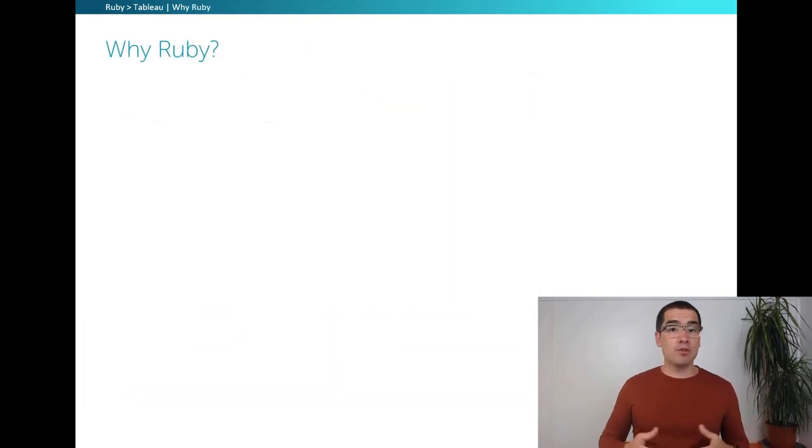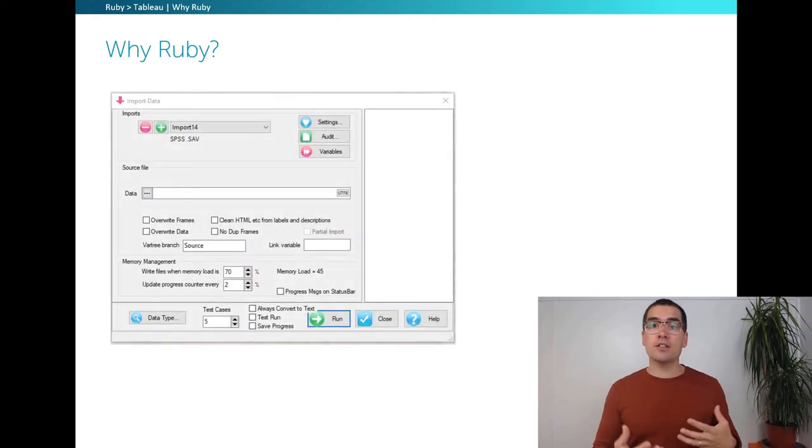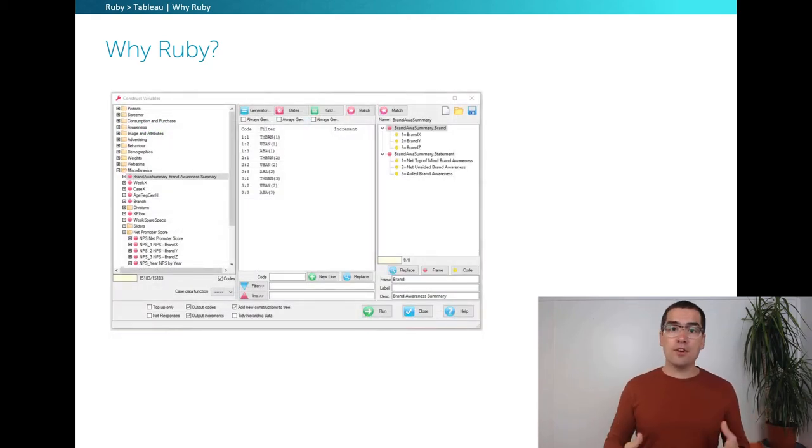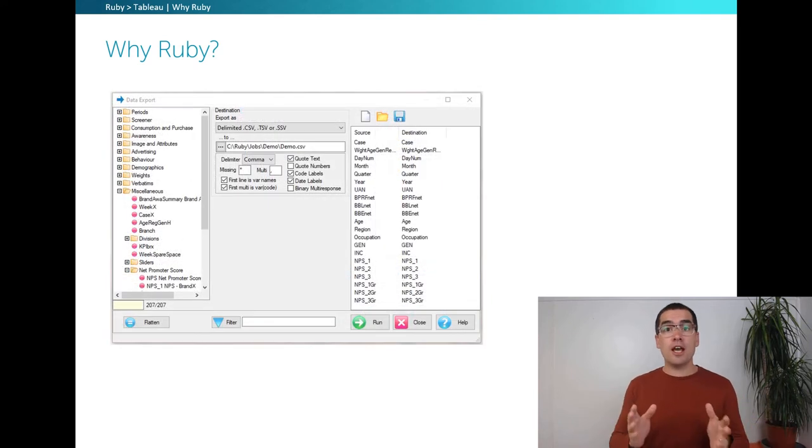Secondly, why Ruby? Well, everyone has their preference, but in my opinion, Ruby leads the market when it comes to processing, tabulating, and working with survey data. We can import multiple waves of data, create our constructs, our weighting variables, our advanced calculations, and only export the final variables we wish to visualize.